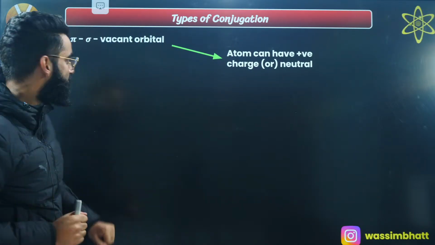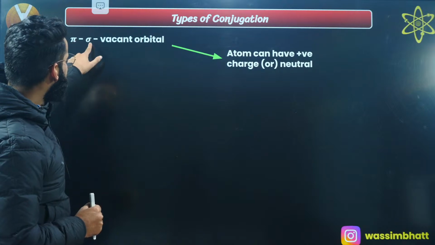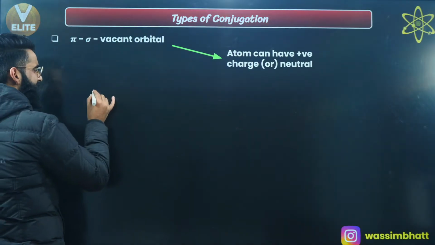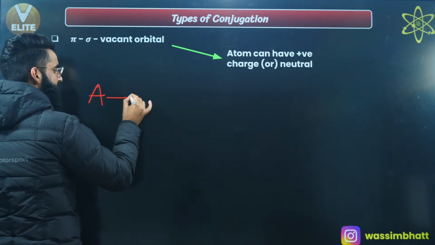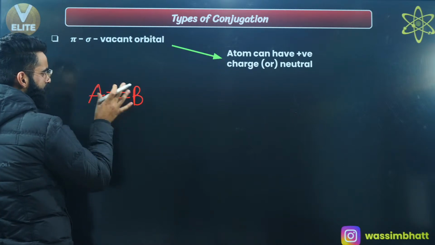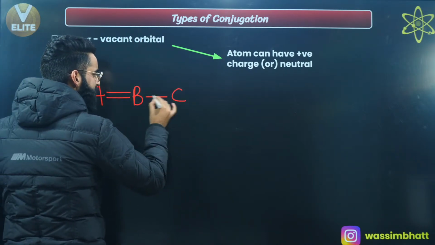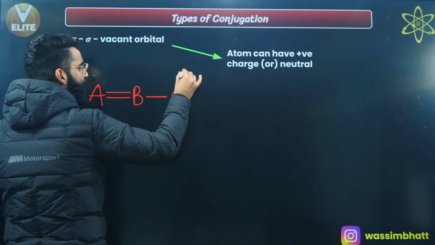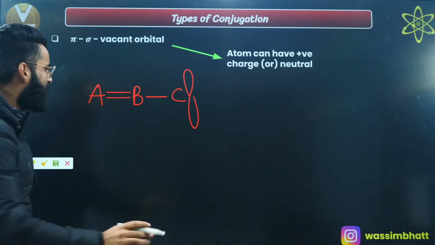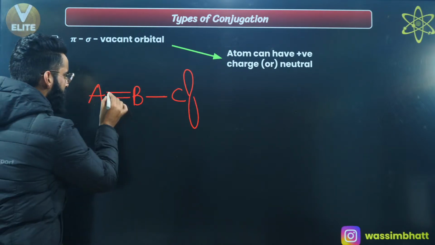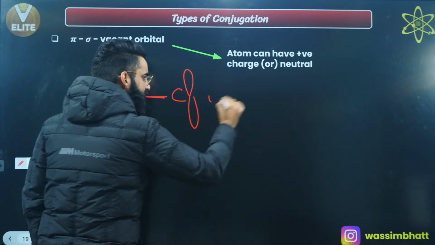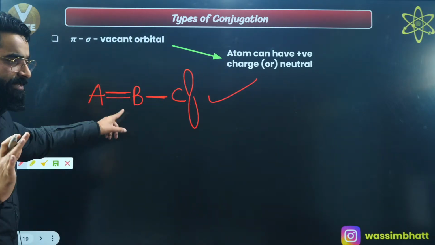Among them, one of the conjugations is going to be pi sigma vacant orbital. Wherever in any molecule you are going to see a scenario like this. For example, this atom A has a single sigma bond with B, right? Let's say there's a pi bond. Then between B and C, there's a sigma bond. And this C has got a vacant orbital as well, for example. Wherever you see this sort of conjugation, pi sigma vacant orbital, resonance is going to happen in this case. This one is going to show resonance.